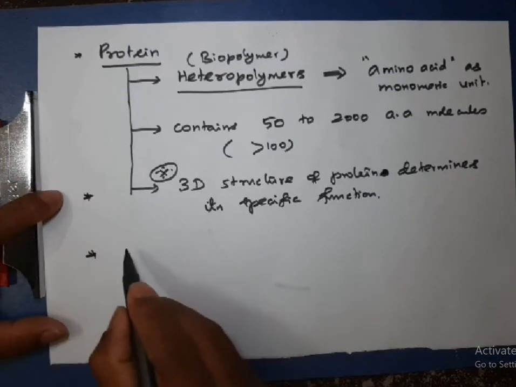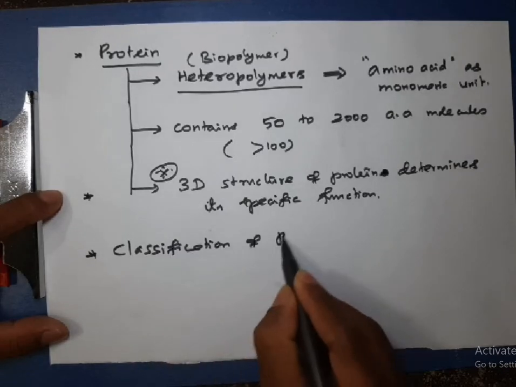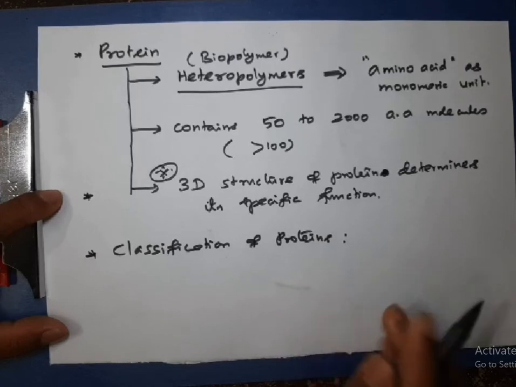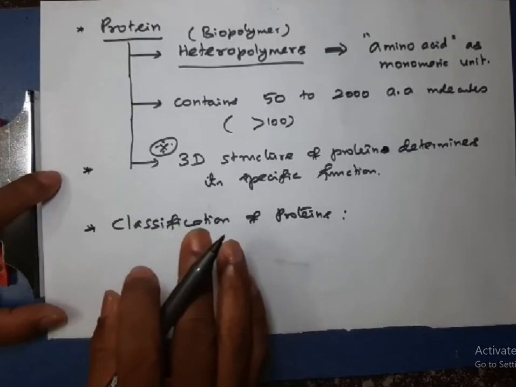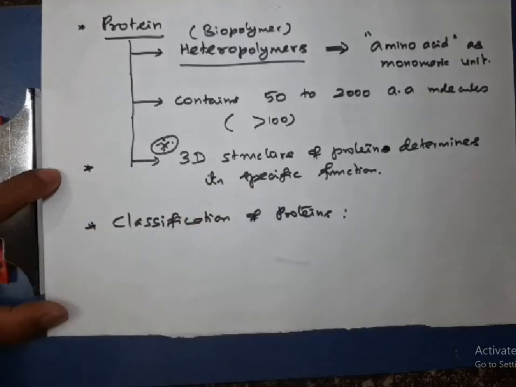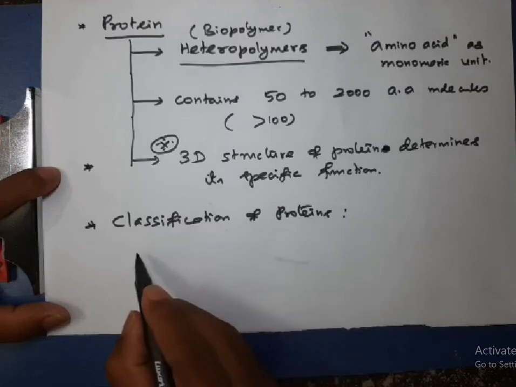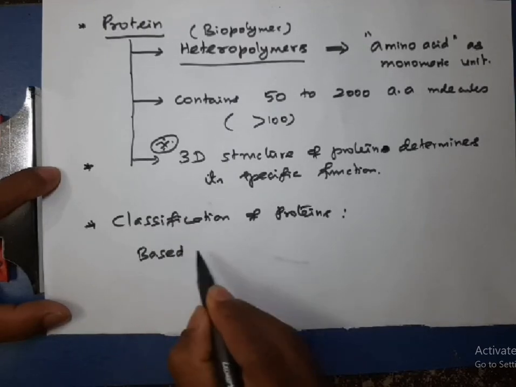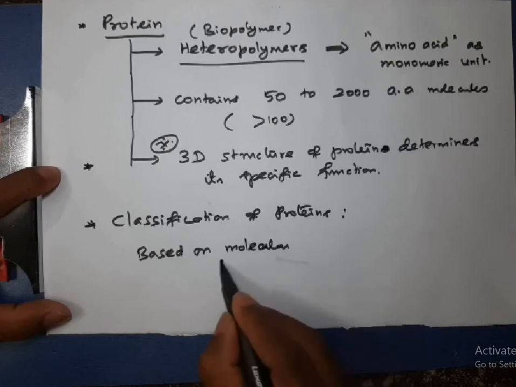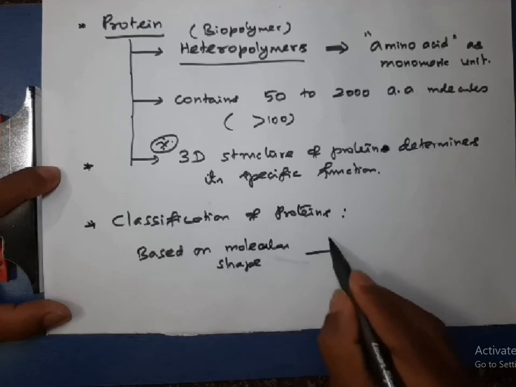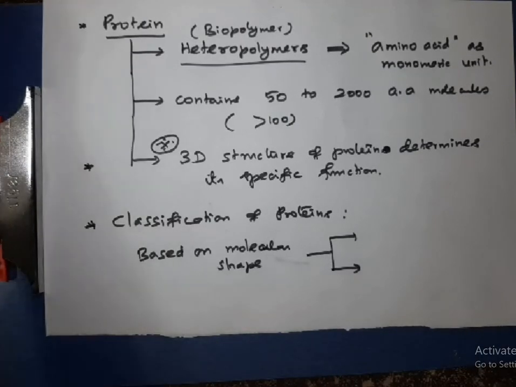Now, classification of proteins. How can we classify proteins? Proteins can be classified in different ways, but we are going to see how we can classify them based on the molecular shape of protein. Based on molecular shape, we classify proteins into two.